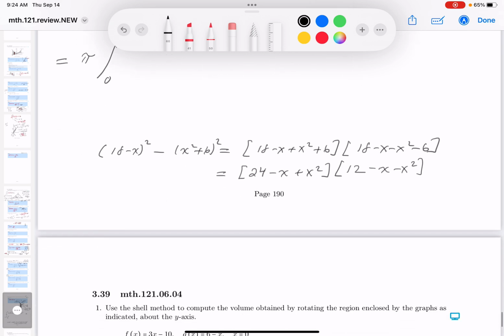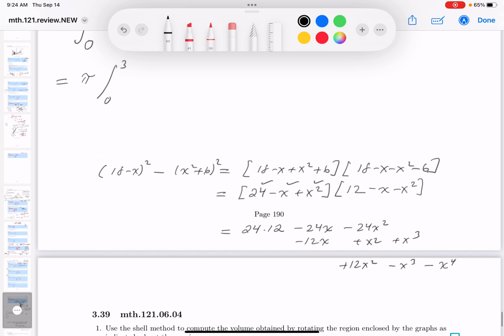Well, let's multiply it out. It looks kind of nasty, doesn't it? 24 times 12. I'm multiplying 24 across those terms. Then you're going to get minus 24x. It's work. Minus 24x squared. I'm going to do this now. And what are you going to get? Minus 12x. You're going to get plus x squared. And then you're going to get plus x cubed. I'm going to do this now. What does that give you? 12x squared. And then you're going to get minus x cubed. And then you're going to get minus x to the 4th power.